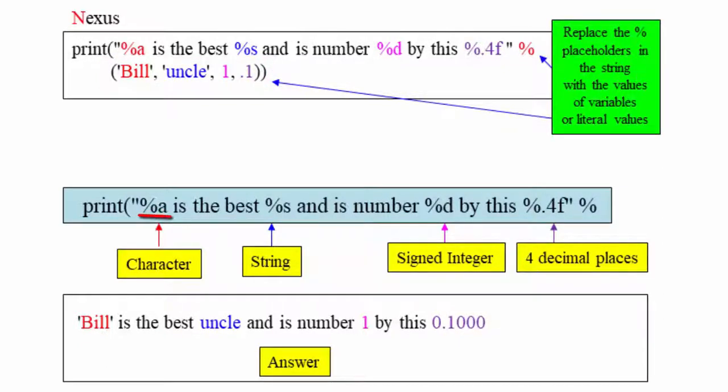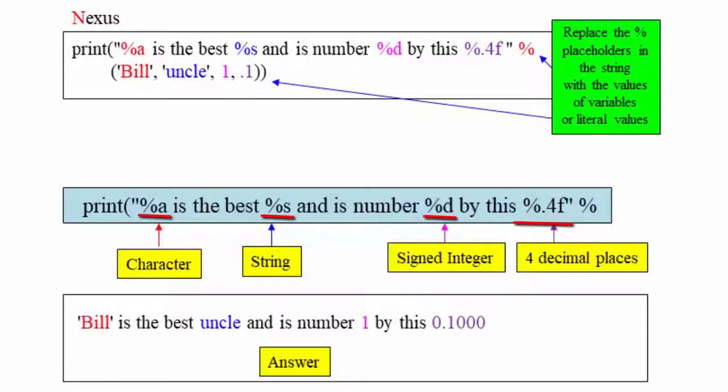That means I'm going to have character information. And %S, it's going to be a string. %D, a signed integer. And %.4f is going to be 4 decimal places.